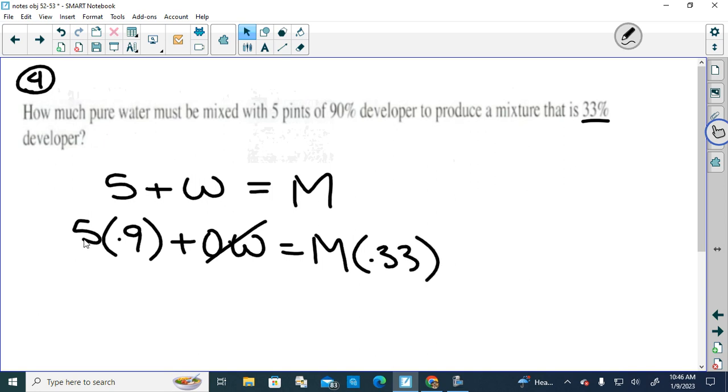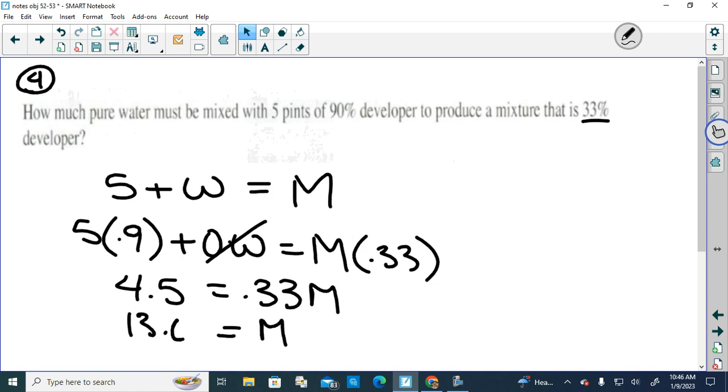We're still solving for M. Okay, so I would multiply those guys and get what? 4.5. Okay, and then my last step is just to what? Divide by 0.33. Which gives me... what'd you get for M? 13.63. It probably repeats on there. Okay. So M equals 13.63.